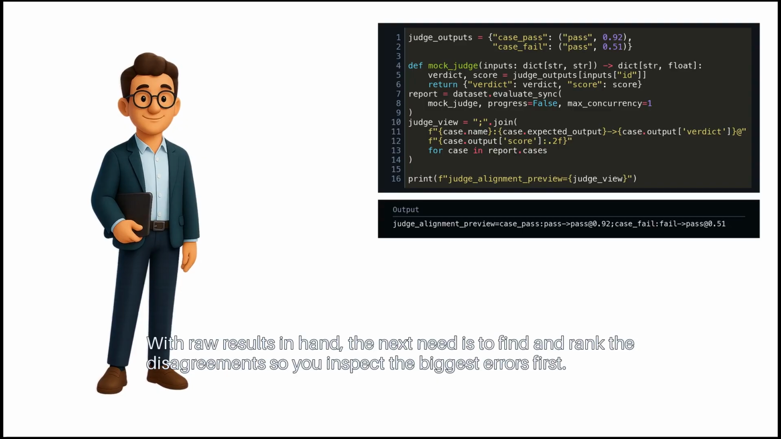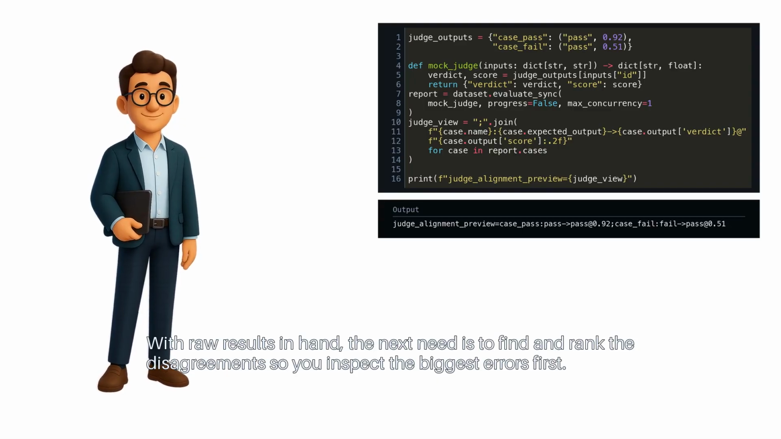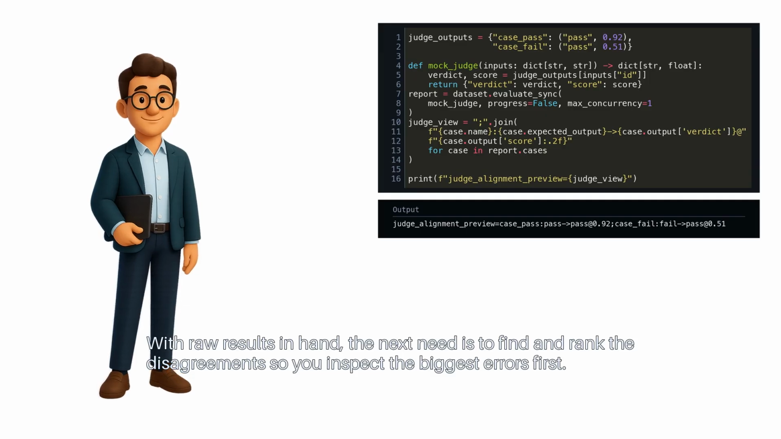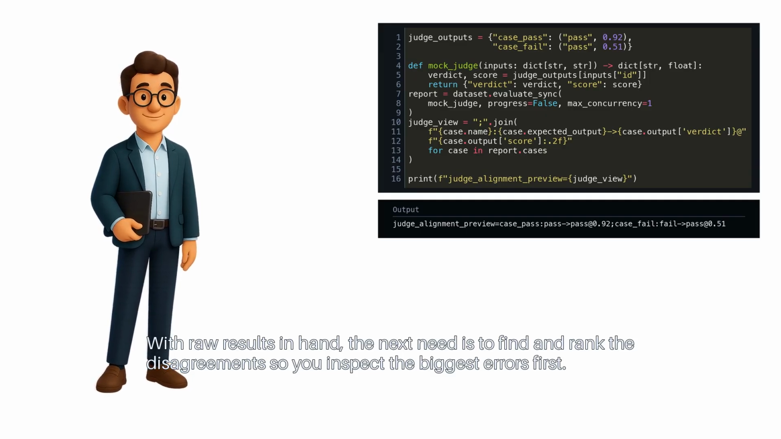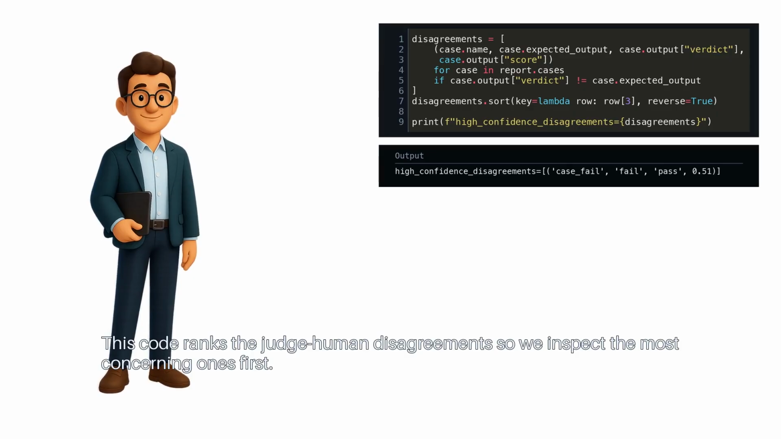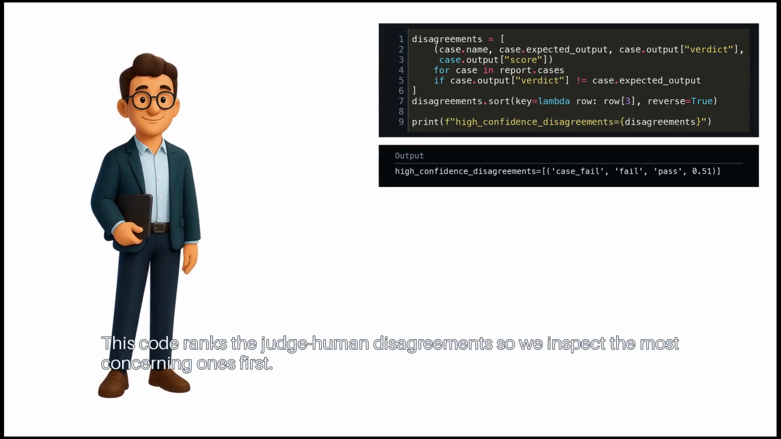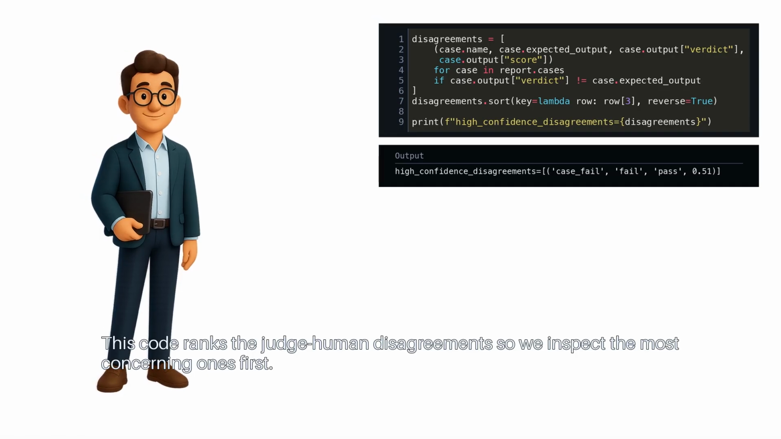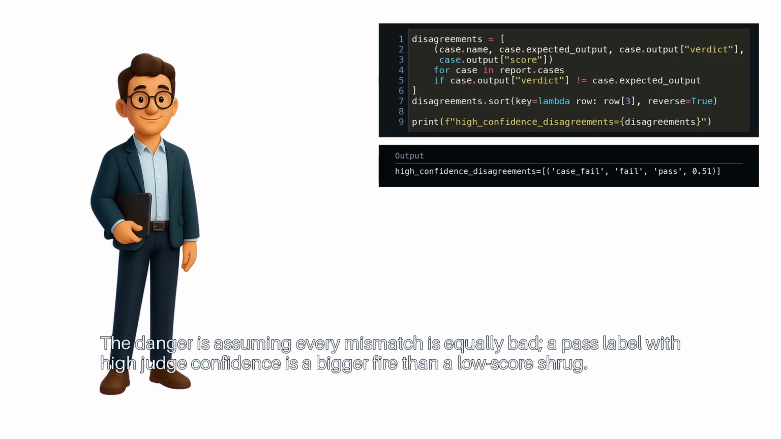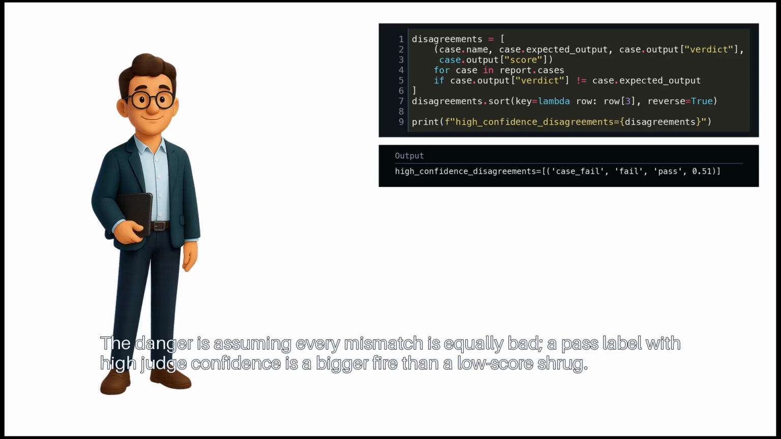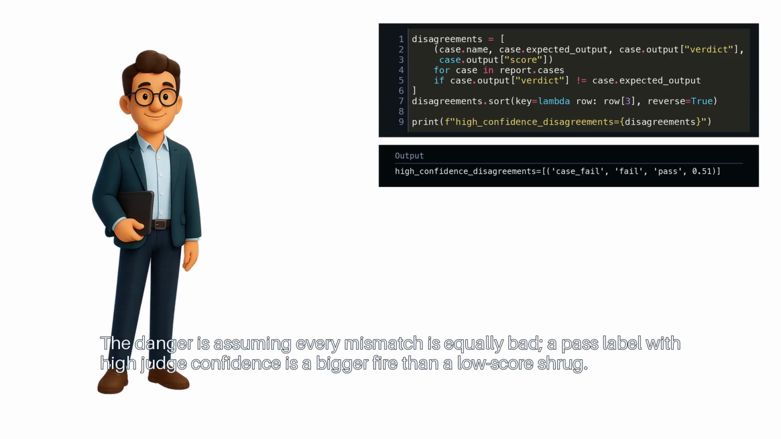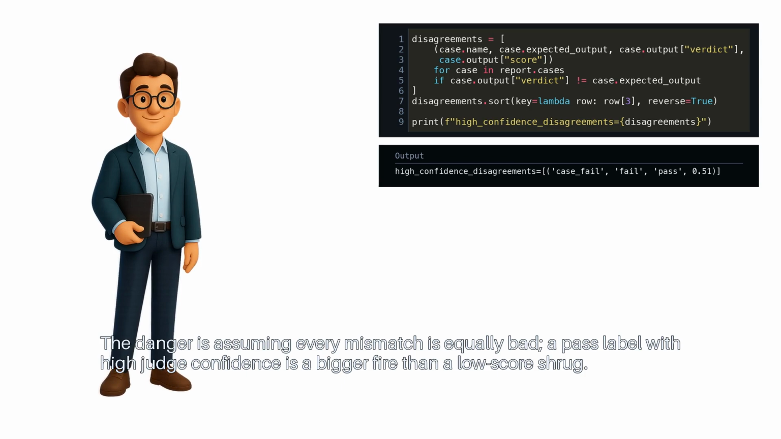With raw results in hand, the next need is to find and rank the disagreements, so you inspect the biggest errors first. This code ranks the judge-human disagreements, so we inspect the most concerning ones first. The danger is assuming every mismatch is equally bad. A pass label with high judge confidence is a bigger fire than a low score shrug.